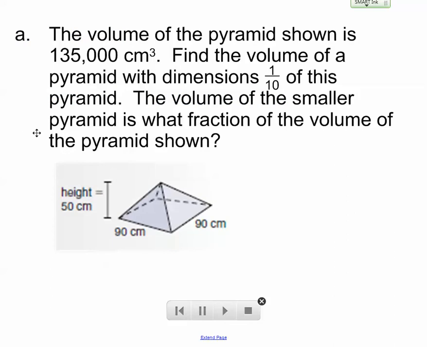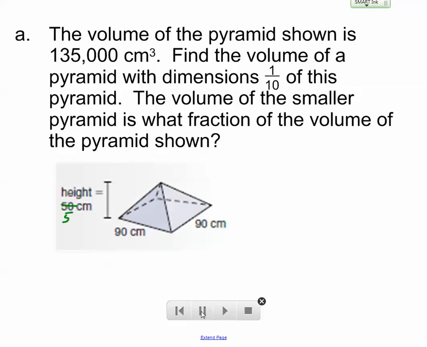The volume of the pyramid shown is 135,000 cubic centimeters. Find the volume of a pyramid with dimensions 1/10 of this pyramid. And then they ask us a follow-up question. Okay, so they've already given us the volume of this, 135,000 cubic centimeters. We're going to figure out the volume of a pyramid with 1/10 the dimensions.